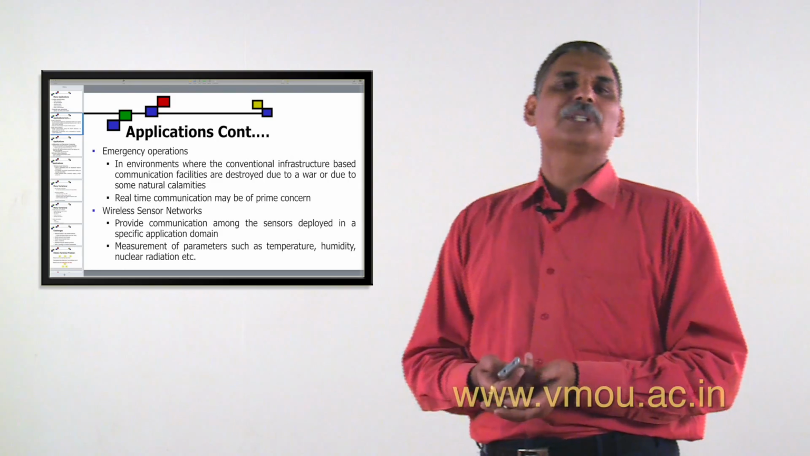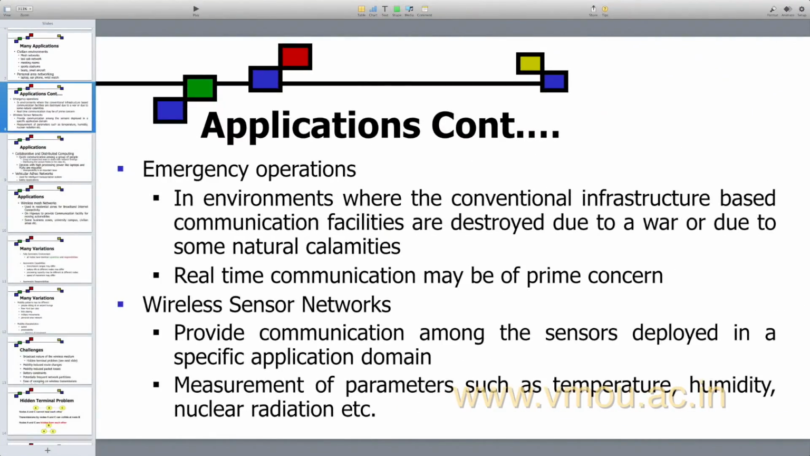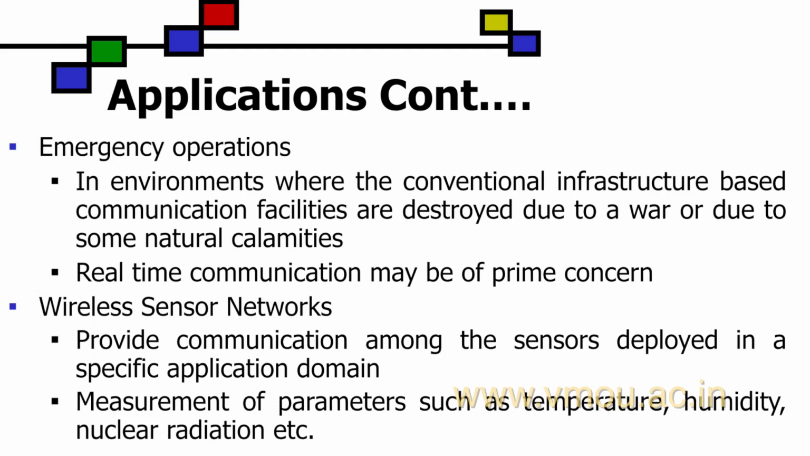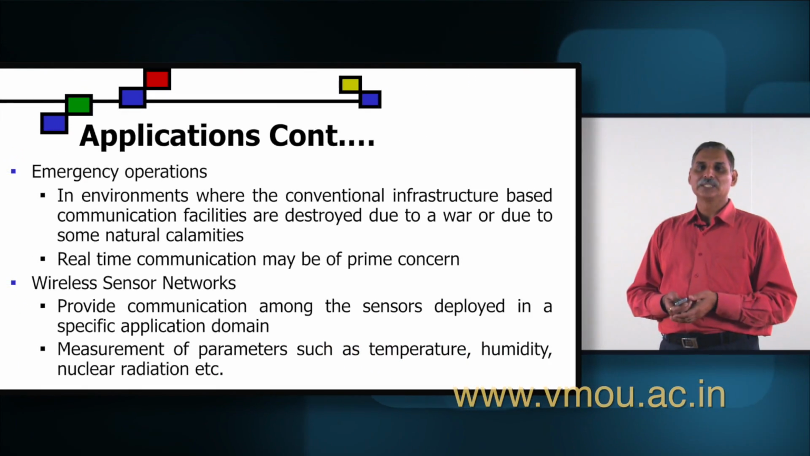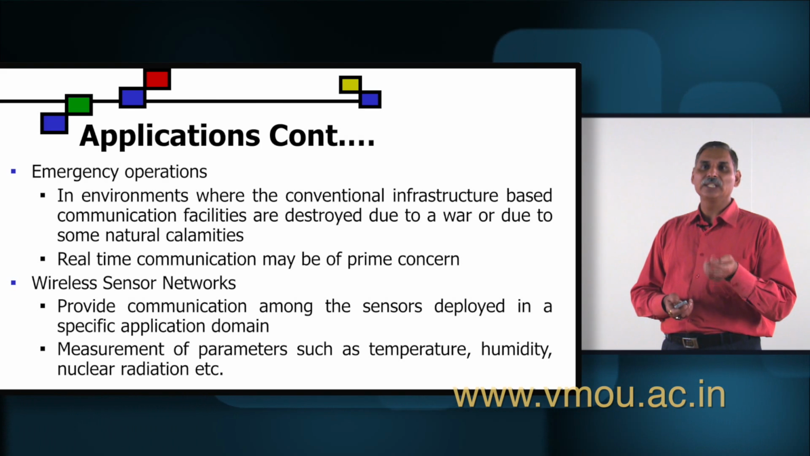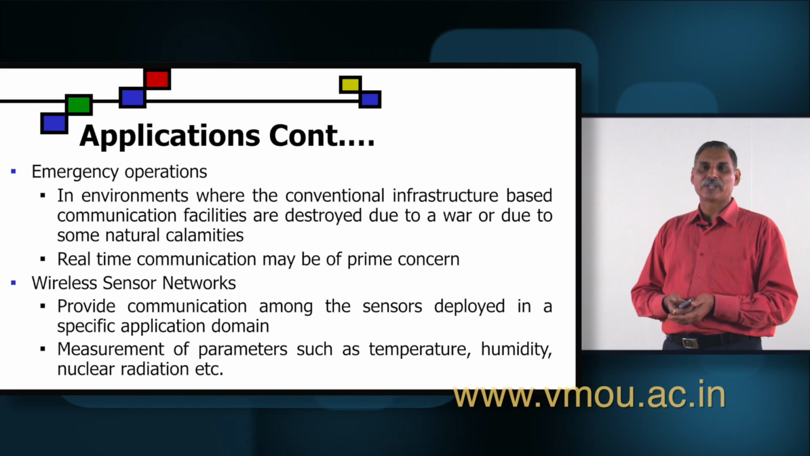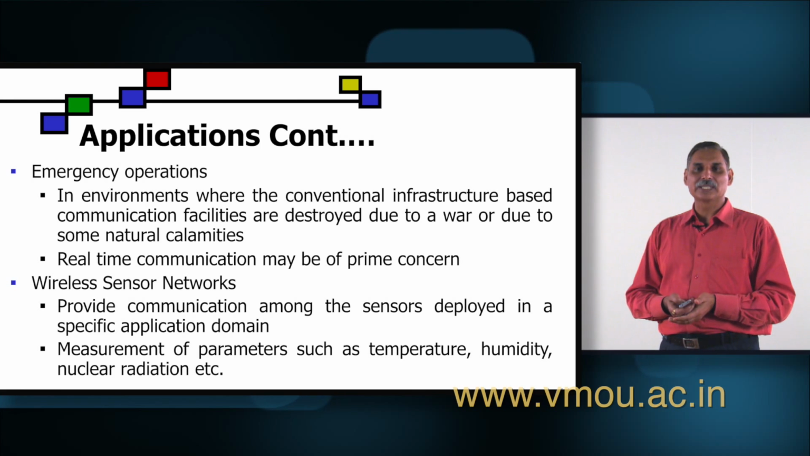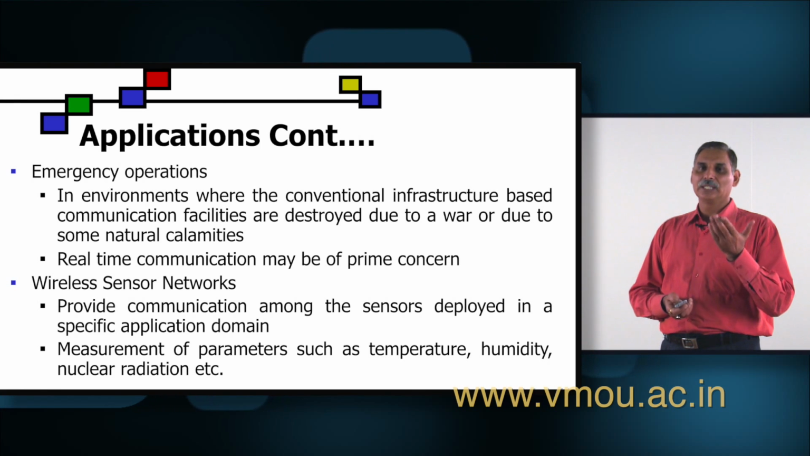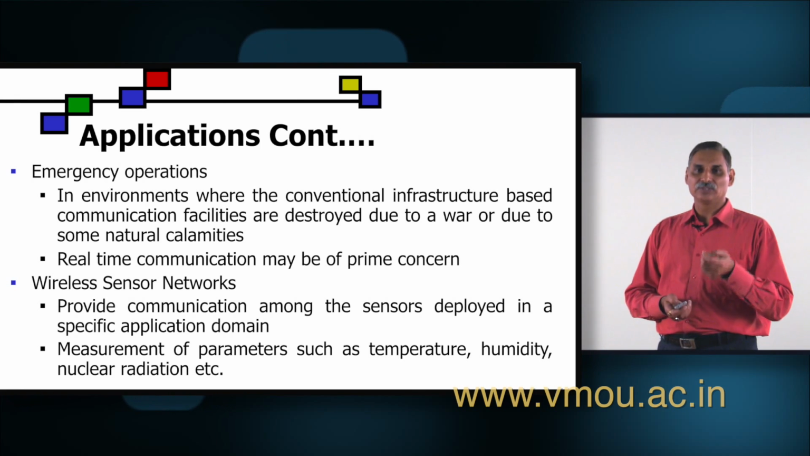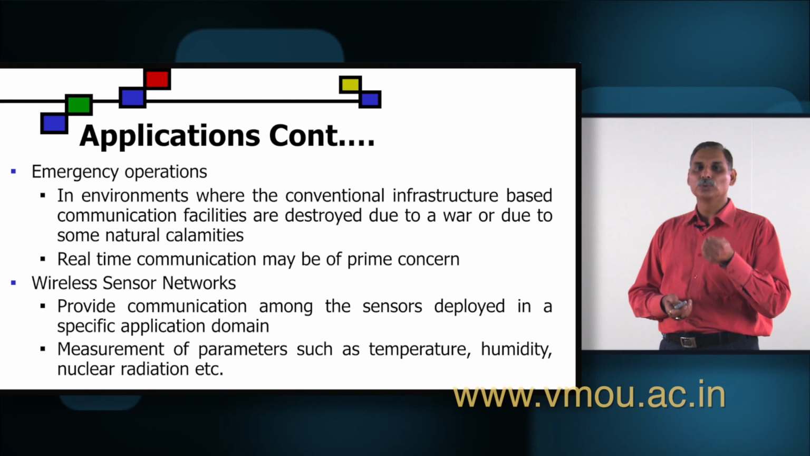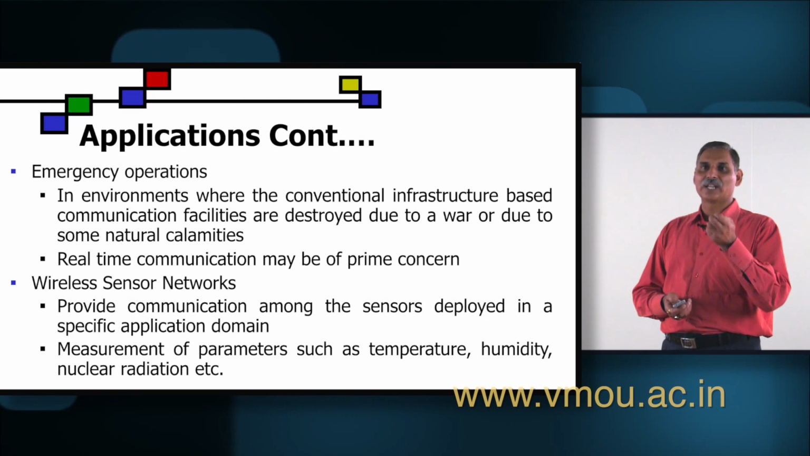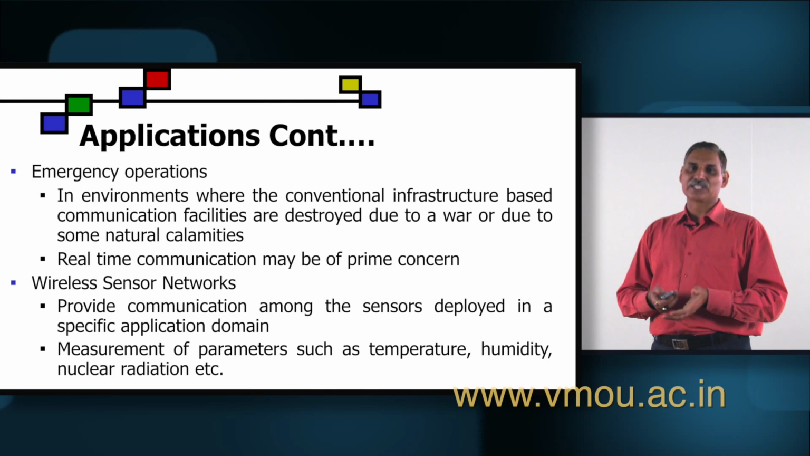Another application could be emergency operations, like in environments where the conventional infrastructure based communication facilities are destroyed due to war or some natural calamities. In those cases we need to provide communication. So, a wireless ad hoc network is a very effective medium of providing communication. Real-time communication may be the prime concern. So here, in emergency cases, real-time communication is an important factor, so we need to look into this while designing such wireless ad hoc networks.